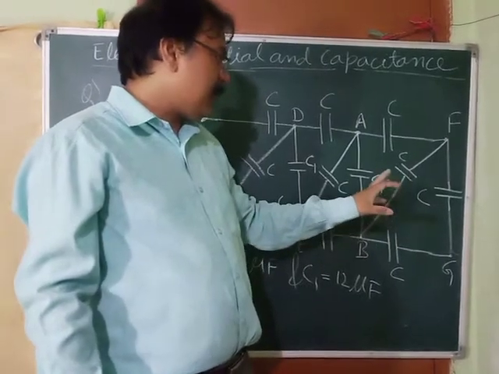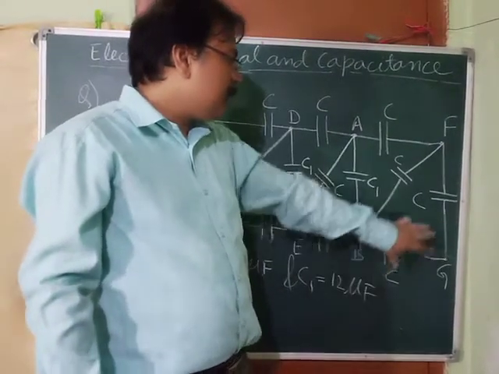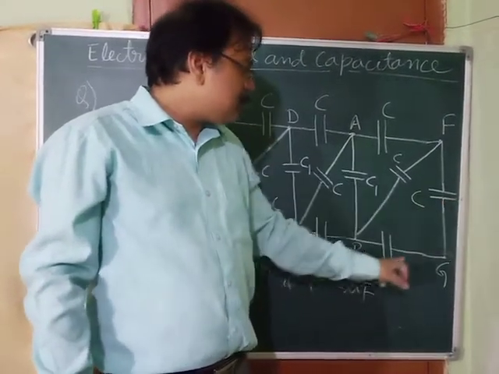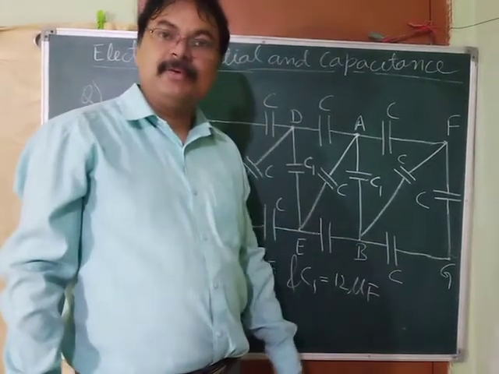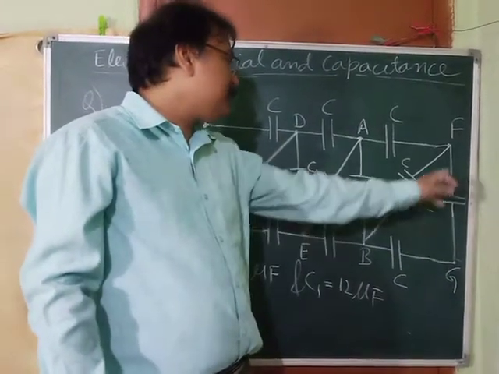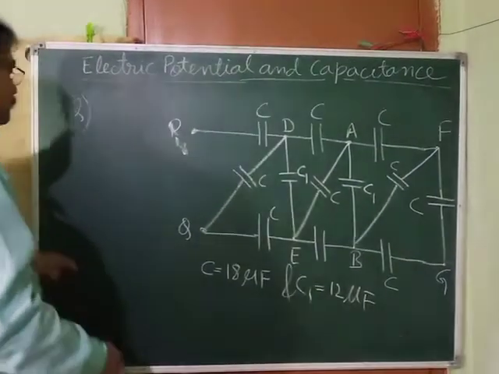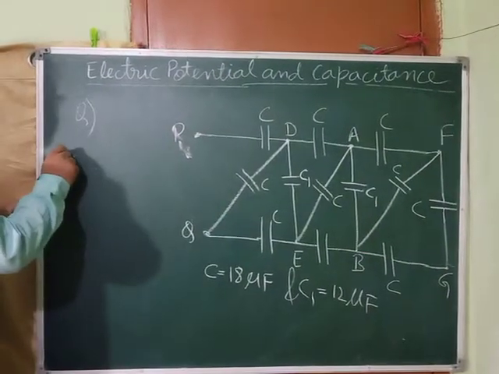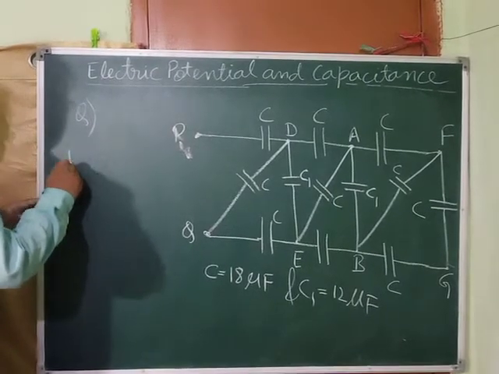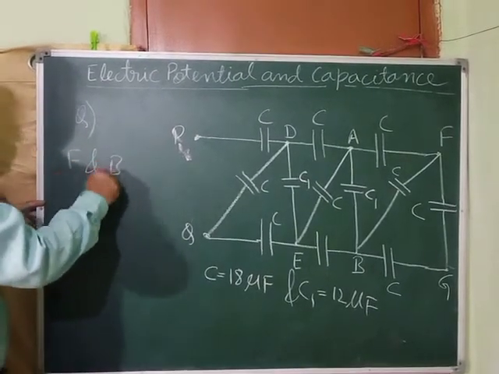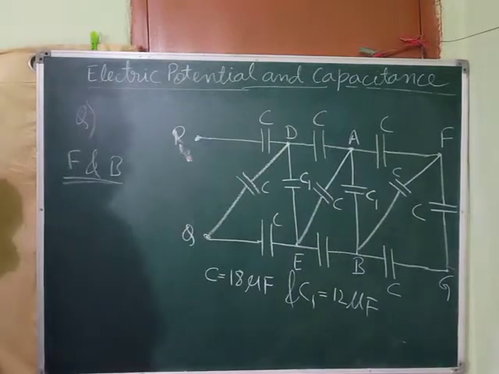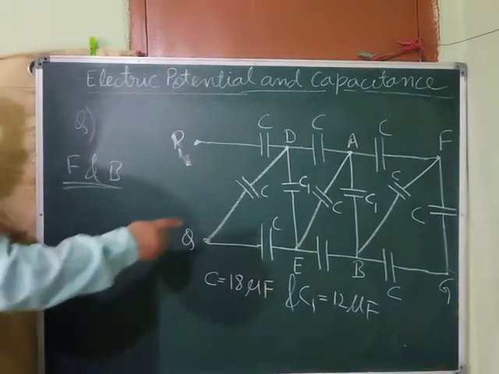It appears as if this capacitor is in parallel with these two capacitors, and these two are in series. So if we have to find out the capacitance between B and F, or F and B, what will you get? See, the equivalent capacitance between points F and B. Between these two points we have to find out the capacitance.